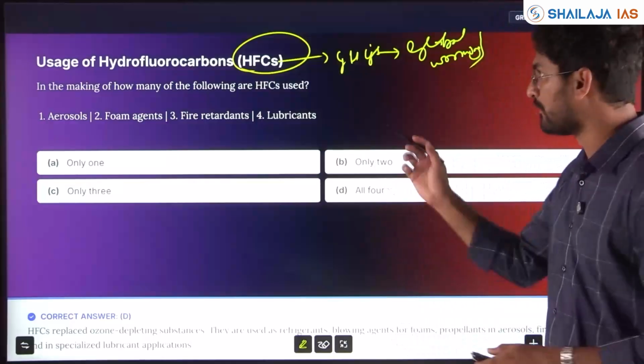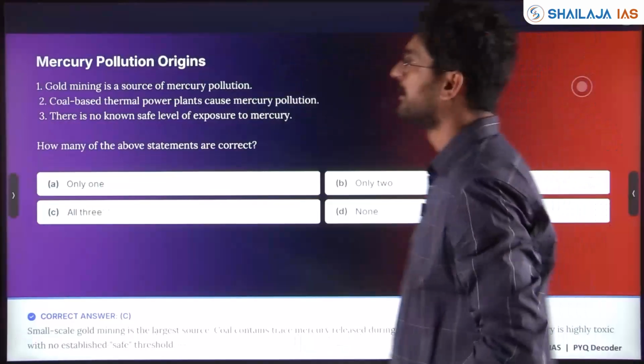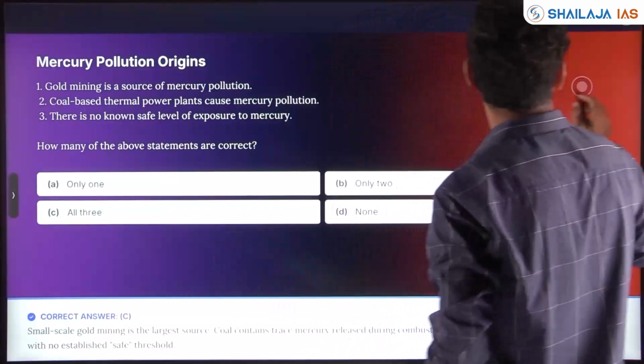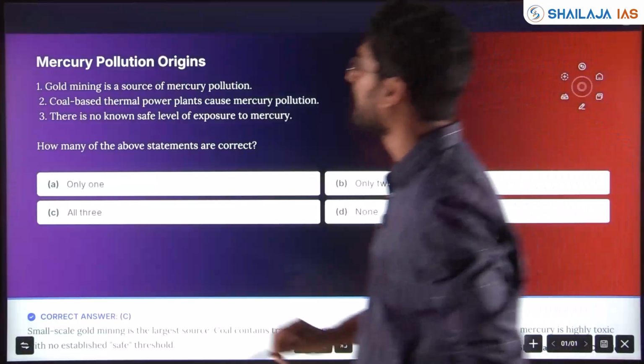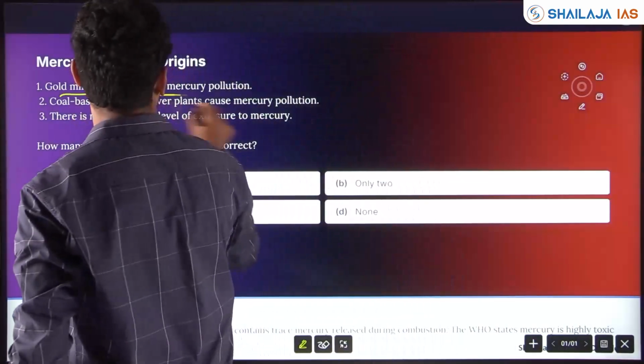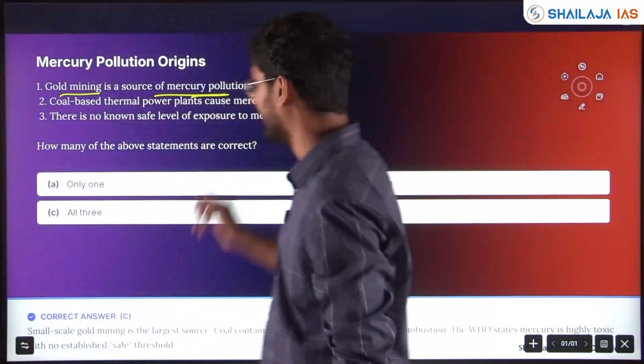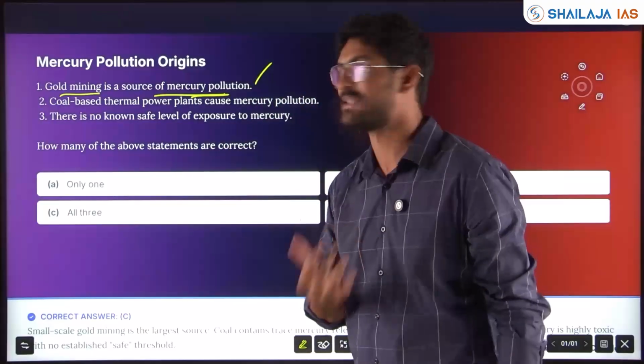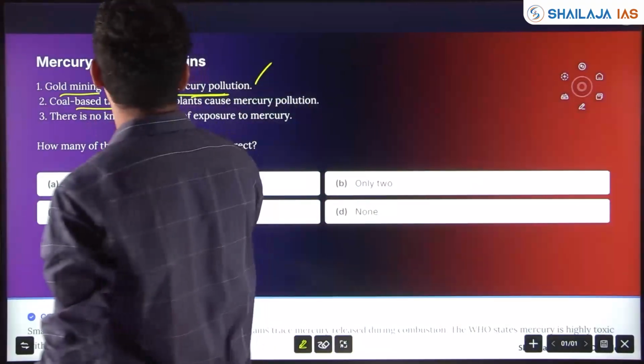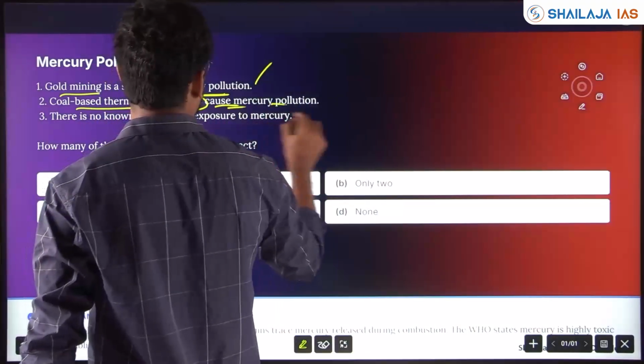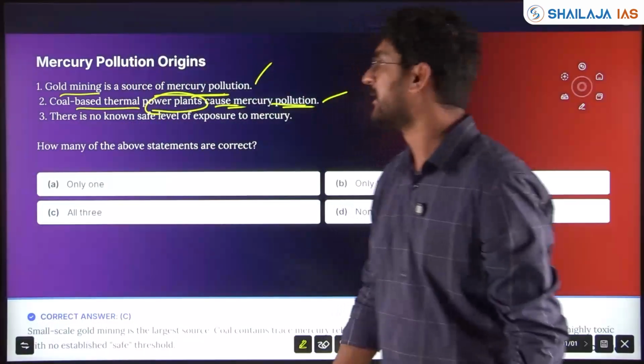This is clear. I hope this is clear. Now with respect to mercury, we'll see, asked in 2023. Gold mining is a source of mercury pollution. Yes, in gold mining, traces of mercury will be there. Coal-based thermal power plants cause mercury pollution. Yes, again, it is correct.